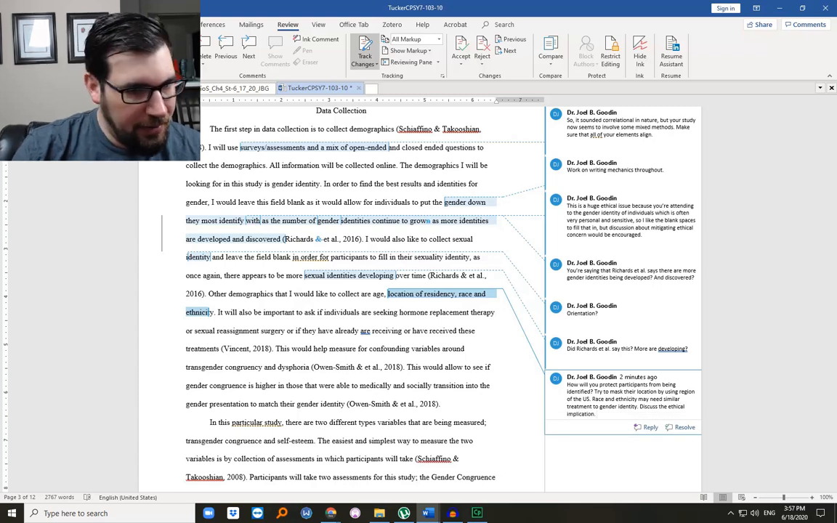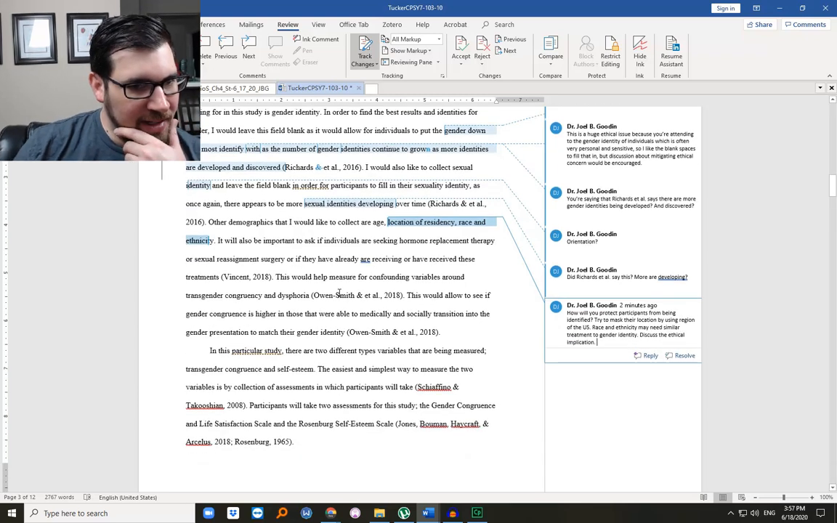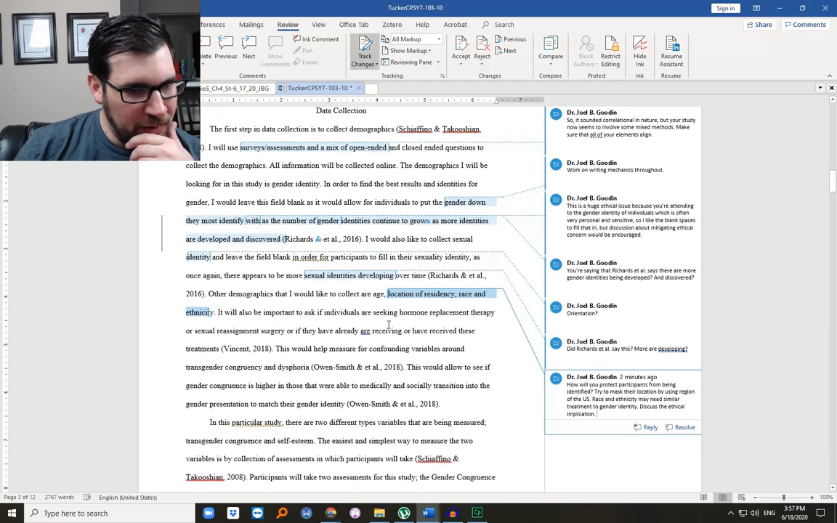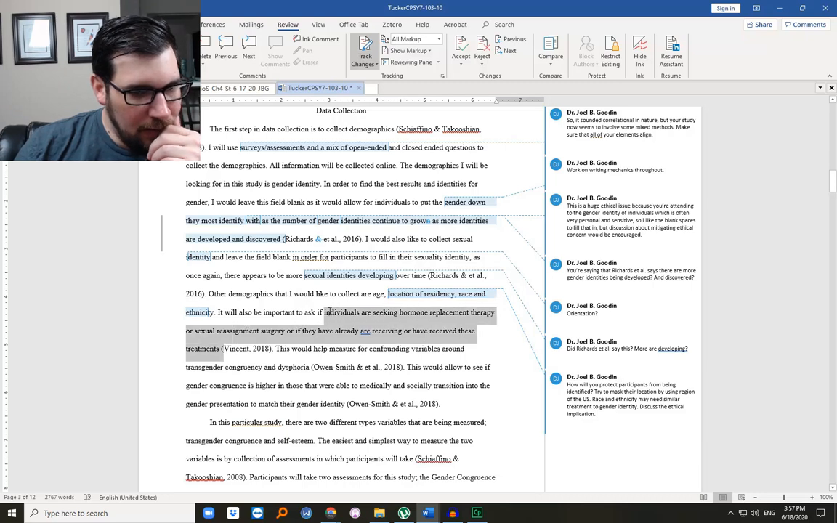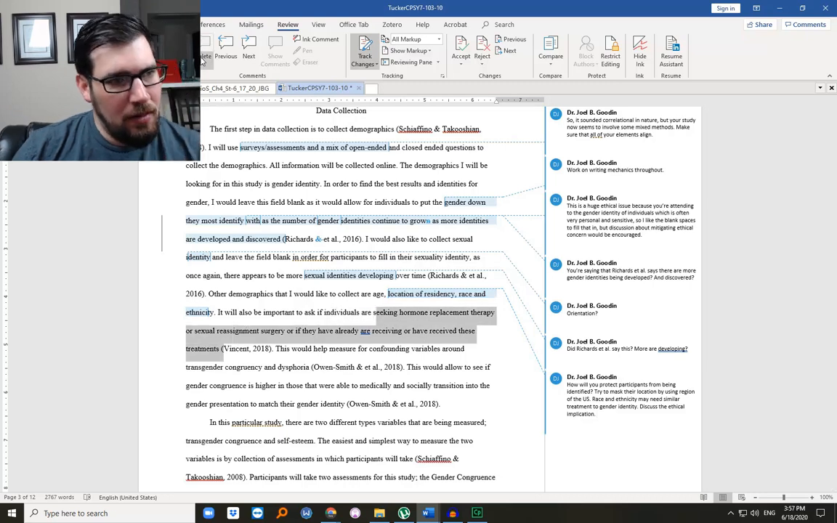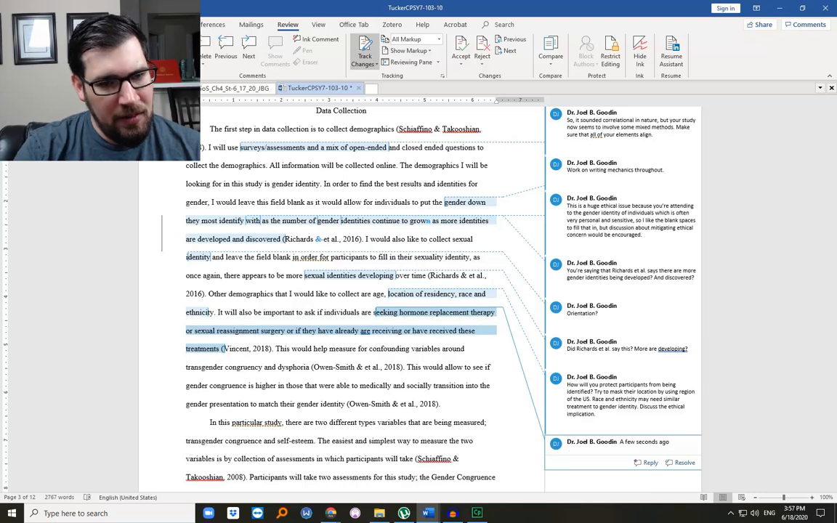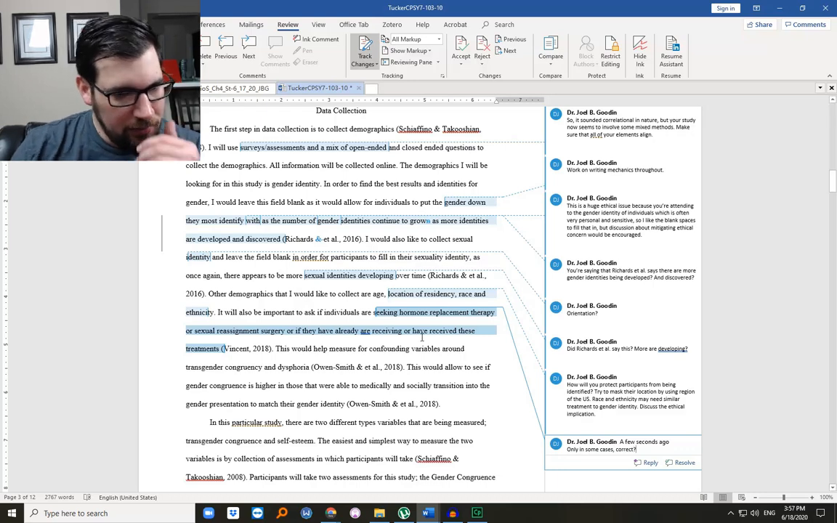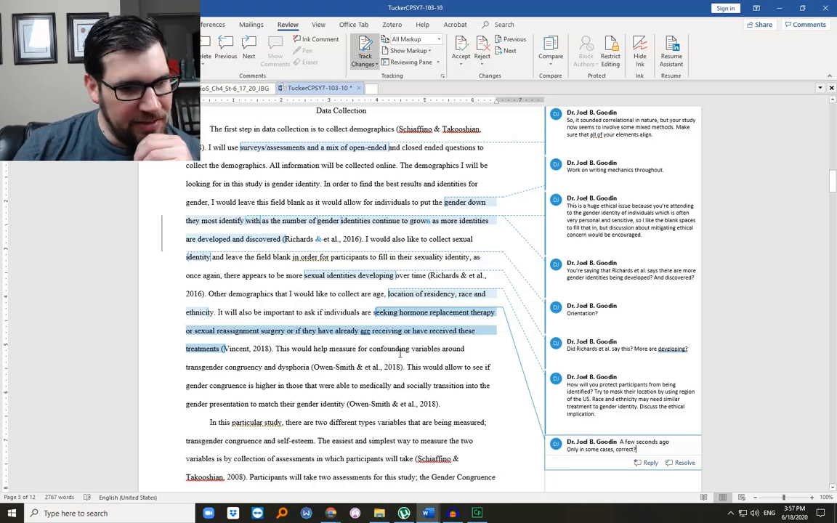Discuss the ethical implications. It would also be important to ask if the individuals are seeking hormone replacement therapy. Right, maybe. Only in some cases, correct? If they identified as a transgender individual.